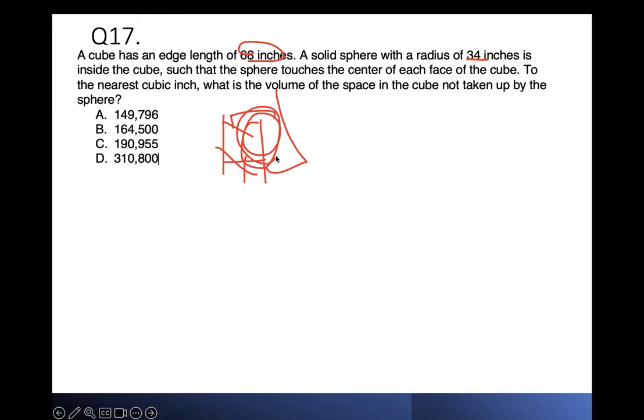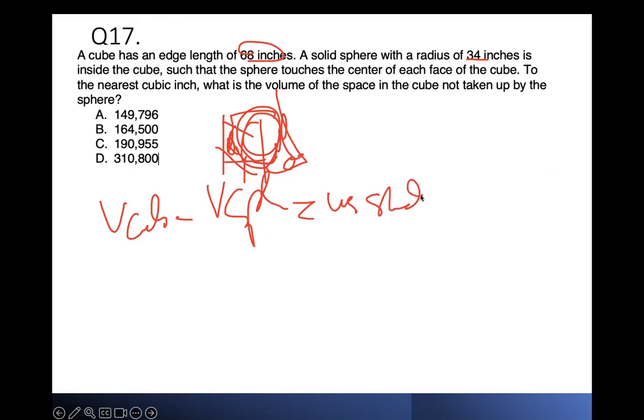To the nearest cubic inch, what is the volume of the space not taken by the sphere? They are different shapes, so if you put a sphere in the cube, there will be some areas that are uncovered. So we're going to calculate the shaded area. That's all. What is the principle? Find the volume of the cube minus the volume of the sphere, and that can give you the unshaded area. That's all. And you know the volume of the cube is x raised to 3. That's 68 raised to 3.